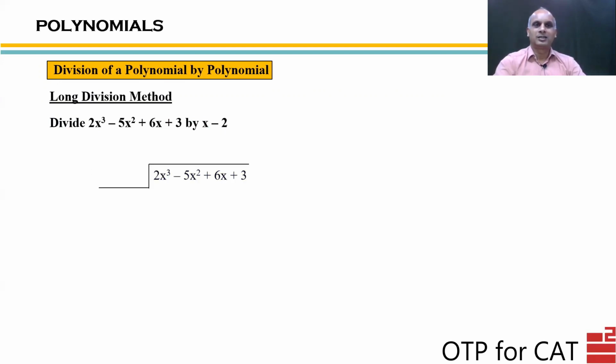So we write this main polynomial which I'm going to divide, 2x cubed minus 5x squared plus 6x plus 3, and we write some box, some lines. This polynomial which I'm going to divide is known as the dividend polynomial, and the one by which I'm going to divide, that is x minus 2, is known as the divisor polynomial.